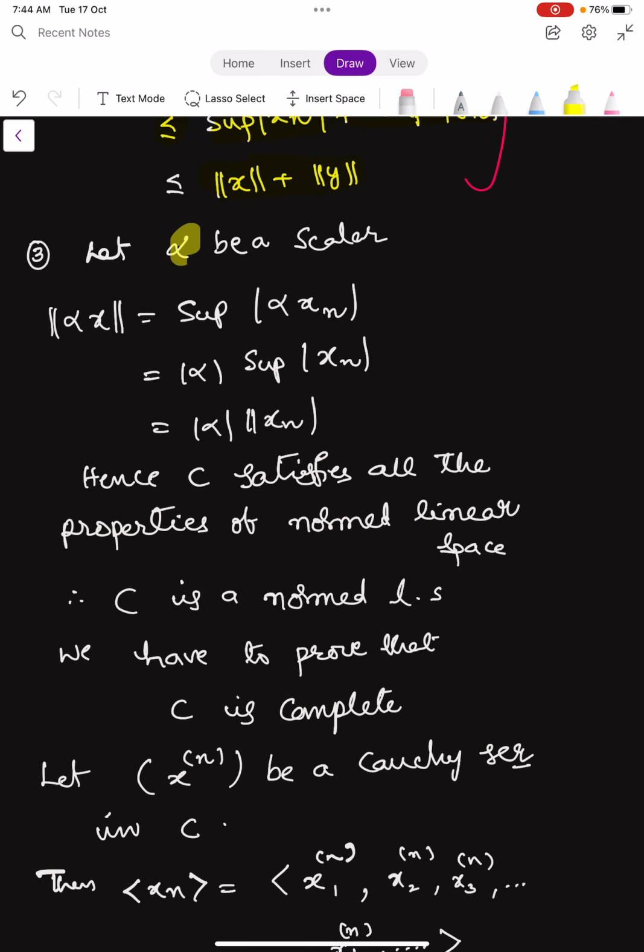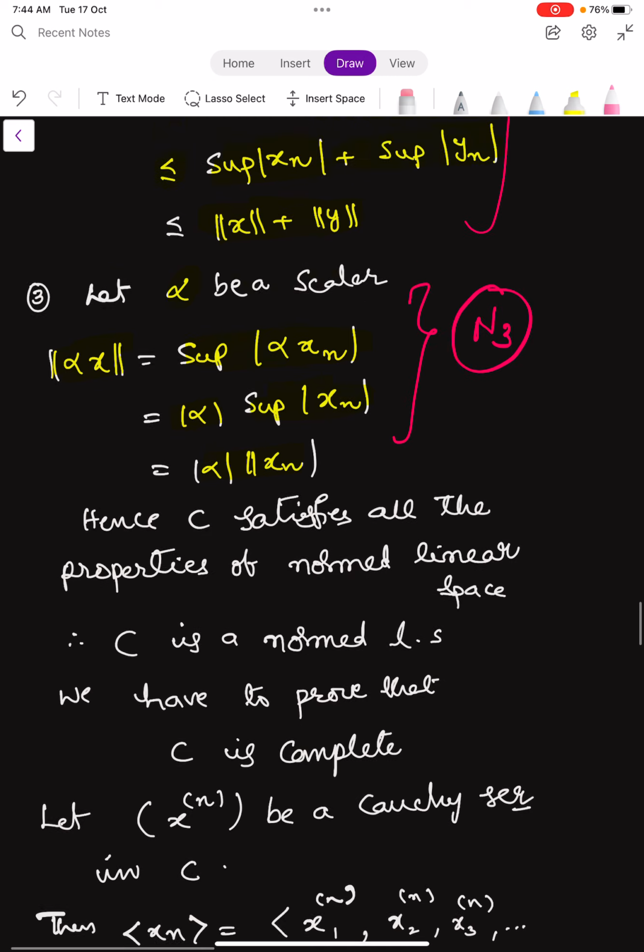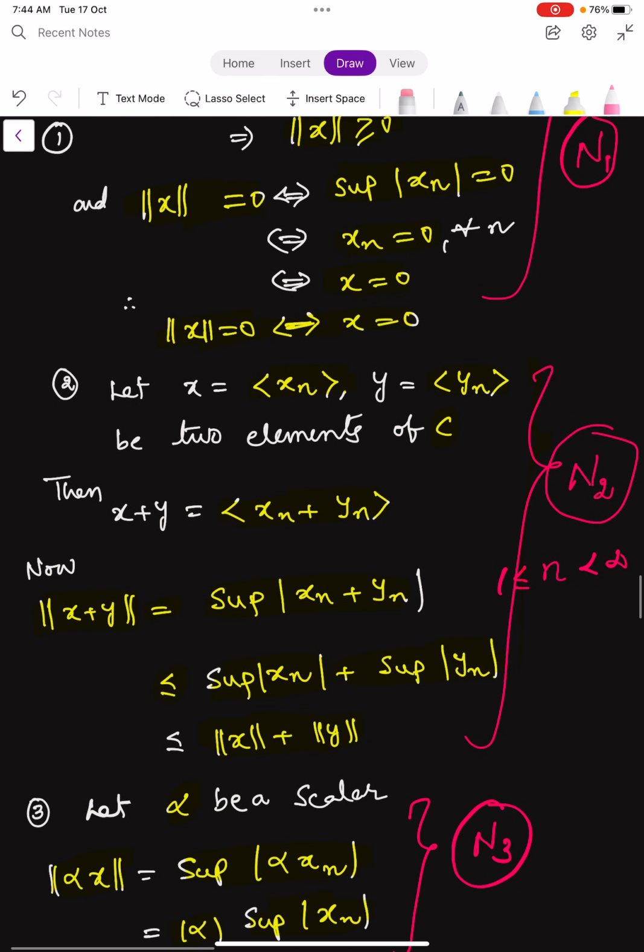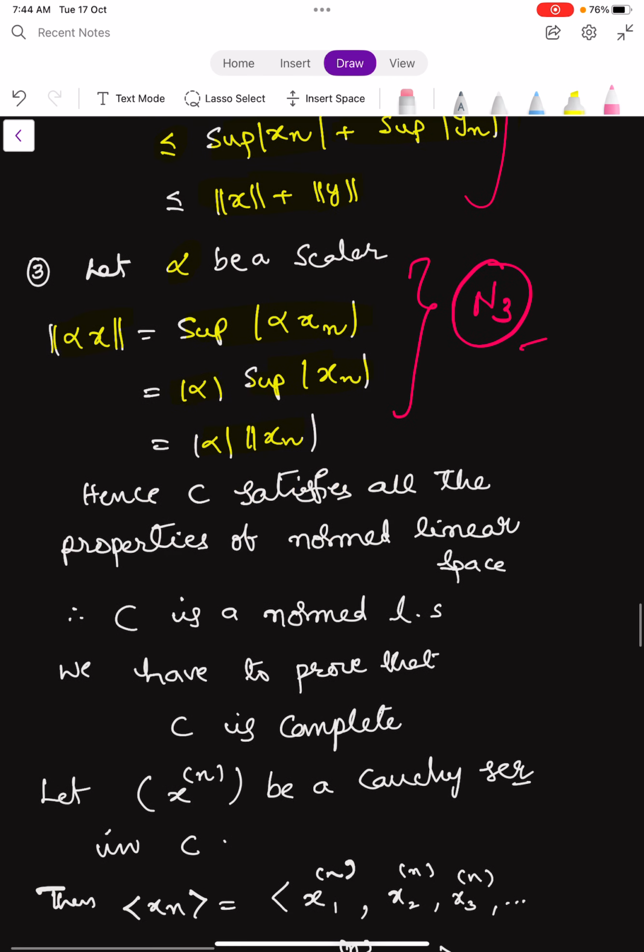Consider alpha to be any scalar. Now norm alpha x is equal to the supremum of |alpha xn|. By the properties of supremum, it can be written as mod alpha times the supremum of |xn|, that is, mod alpha times norm x. This condition shows us the third property of a normed linear space. Hence we conclude that this set satisfies all three properties of a normed linear space. Therefore, capital C is a normed linear space.